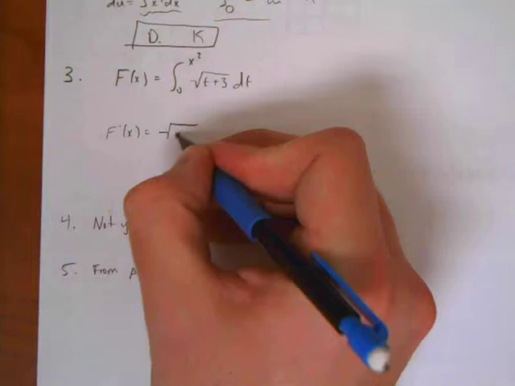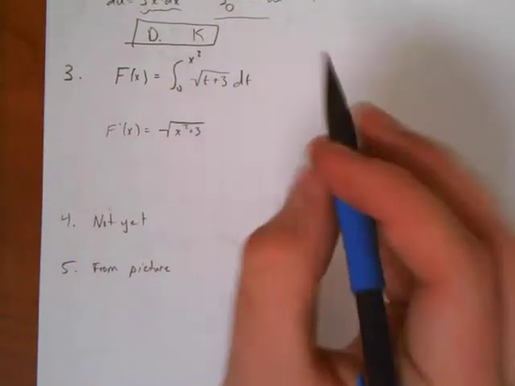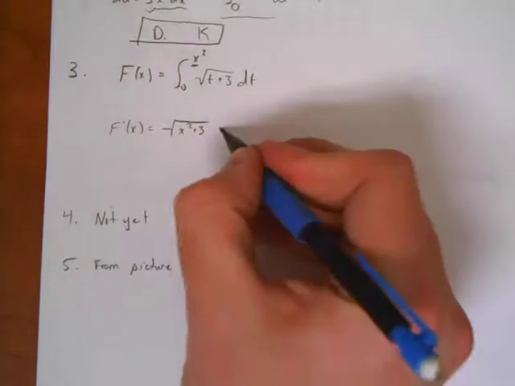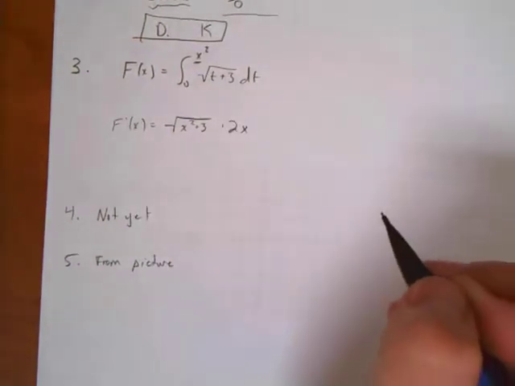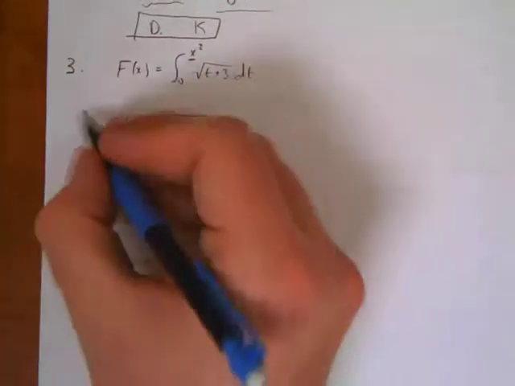So you get the square root of x squared plus 3. But when taking that derivative, we'd have to chain on the derivative of the inside function, the inside function being this x squared. So we'd have to chain on 2x. And that is all. And looking at the answers, we get that is C.